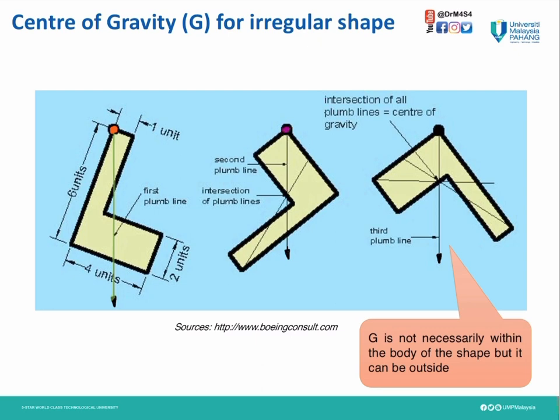So this is the green line. Then for the second one, hold your plumb line and draw another line. So we have an intersection. Next, hold at another point and draw another plumb line. So that intersection is the center of gravity for this shape. Also bear in mind, G is not necessarily within the body. It can be outside of this shape or outside of any body.